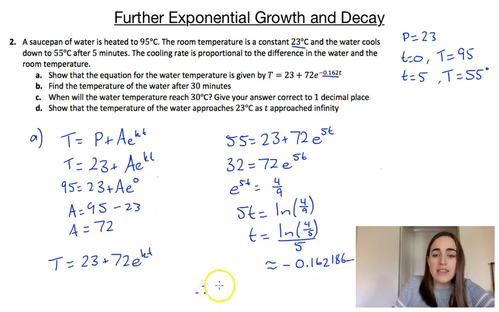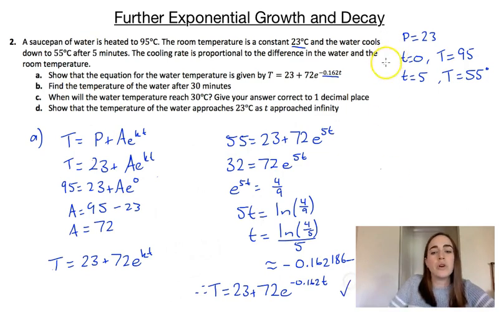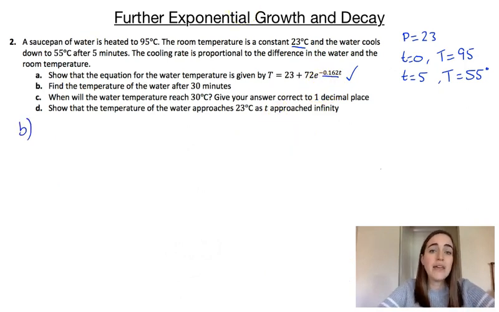So then we can say, therefore, T is equal to 23 plus 72 e to the minus 0.162t. So that's proved what it asked us to prove in the question, to derive that equation. Now, because it's given this equation with this k rounded off, we can use that rounded version in the next parts of the question. Part B asks us to find the temperature of the water after 30 minutes.